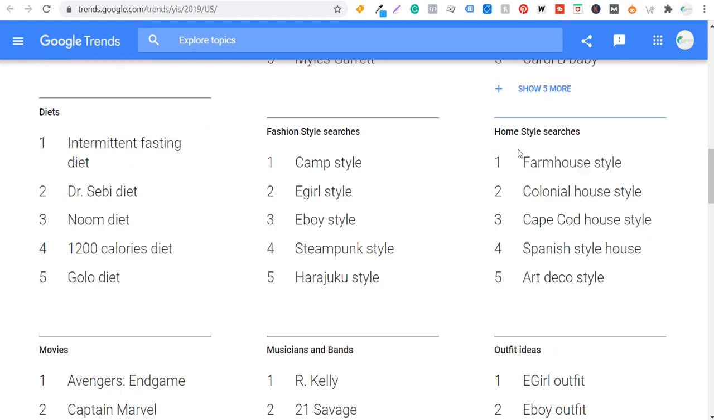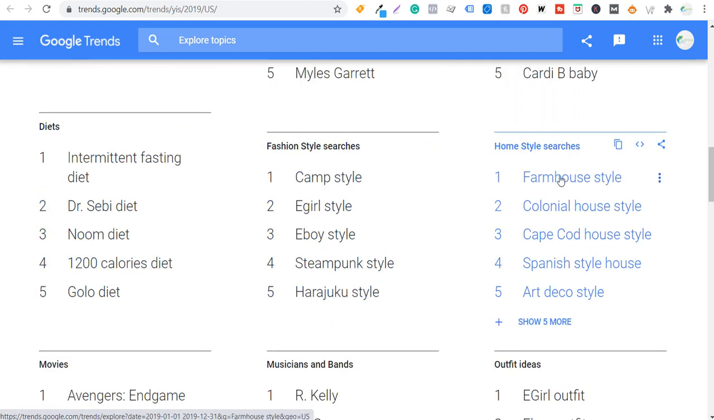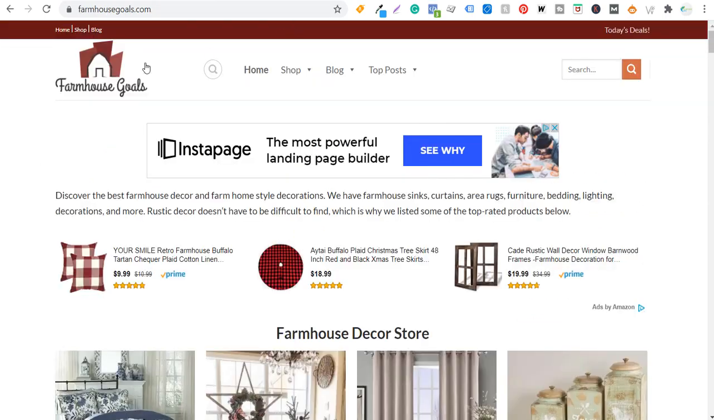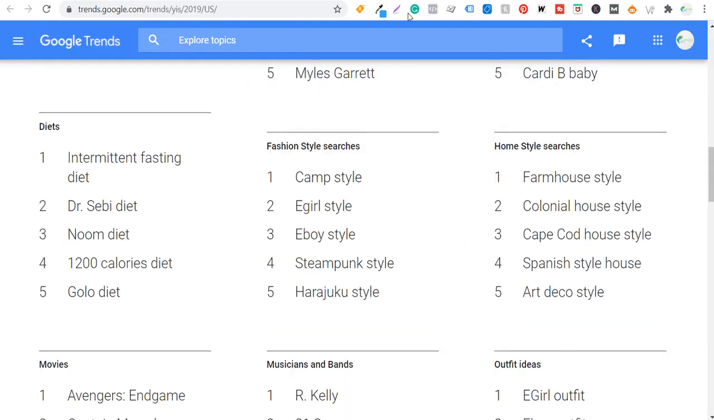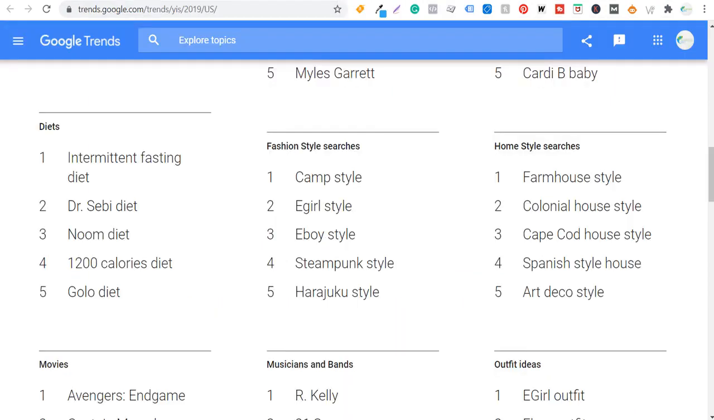They have babies here, some diets, fashion style searches, home style searches. So the farmhouse style, seeing this growth over the last year or two is one of the reasons why I made the website farmhousegoals.com, because I saw that growth with farmhouse decor, because I already own beachfrontdecor.com and I wanted to create a similar website with a different niche.